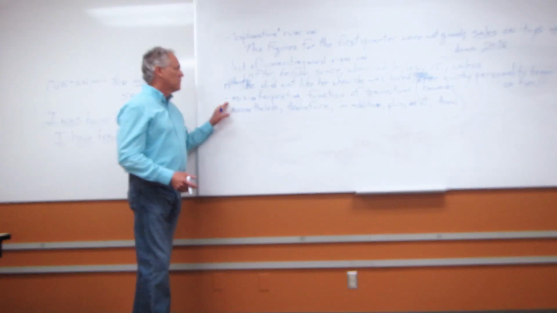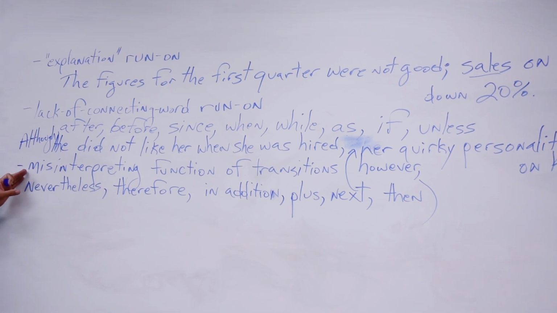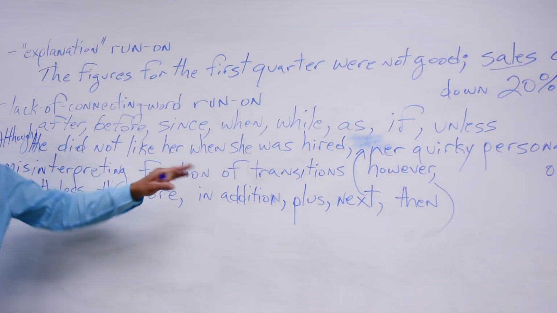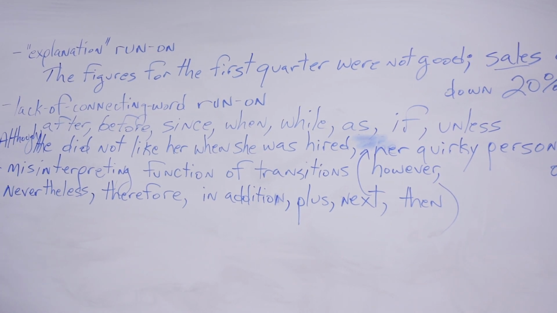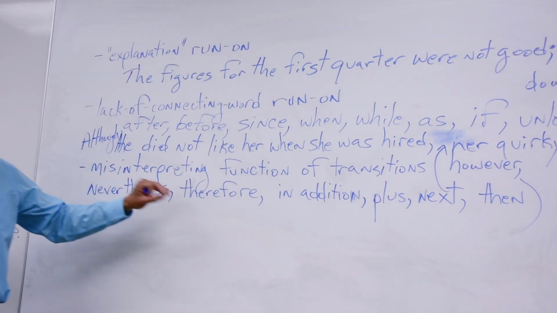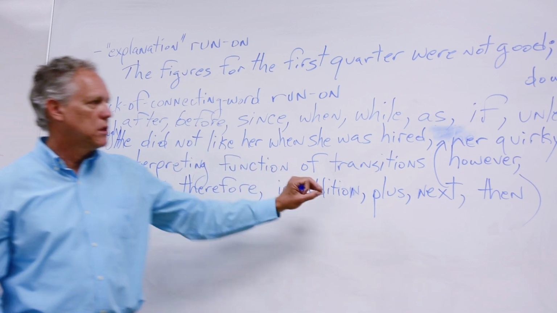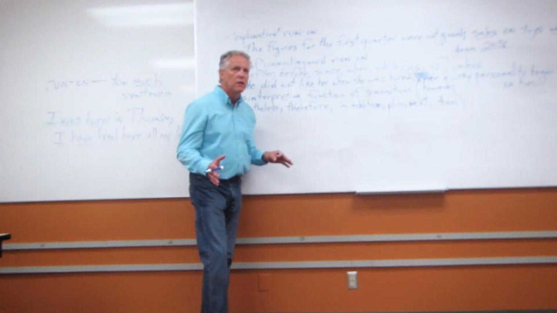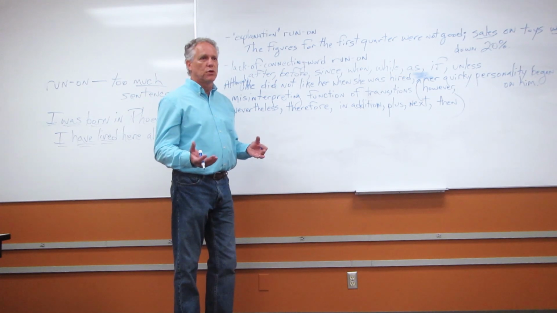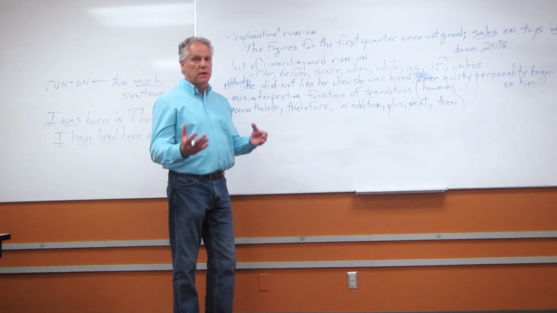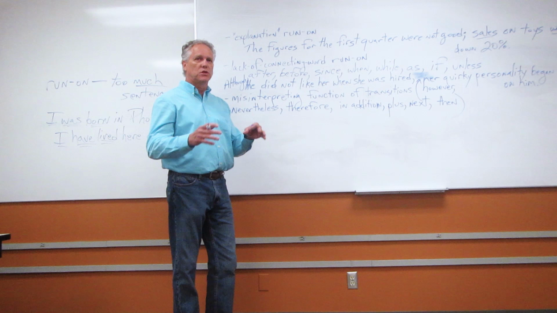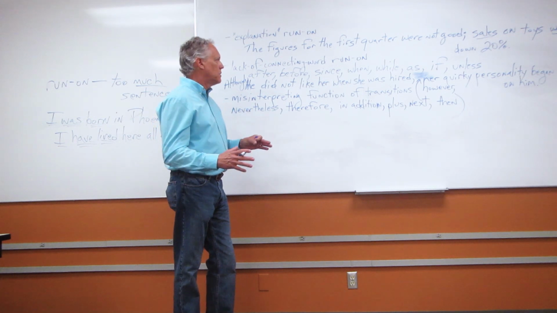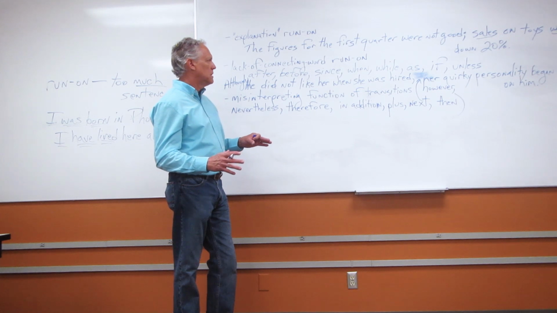Another kind of run-on that I see frequently is misinterpreting the function of transitions. And I put some examples on the board. However, nevertheless, therefore, in addition, plus, next, then. Again, there are a lot more of them, but all of these words are not connecting words. They are words that show a relationship between two separate sentences, but cannot be used in that way.